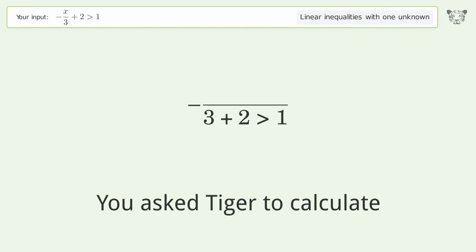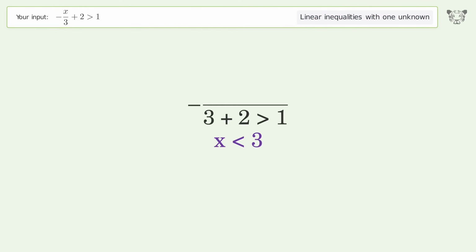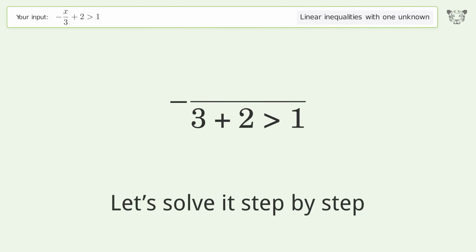You ask Tiger to calculate. This deals with linear inequalities with one unknown. The final result is x smaller than 3. Let's solve it step by step.